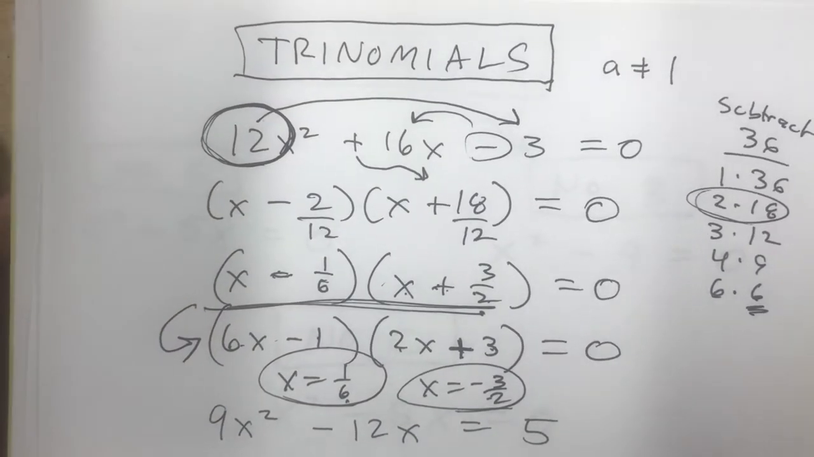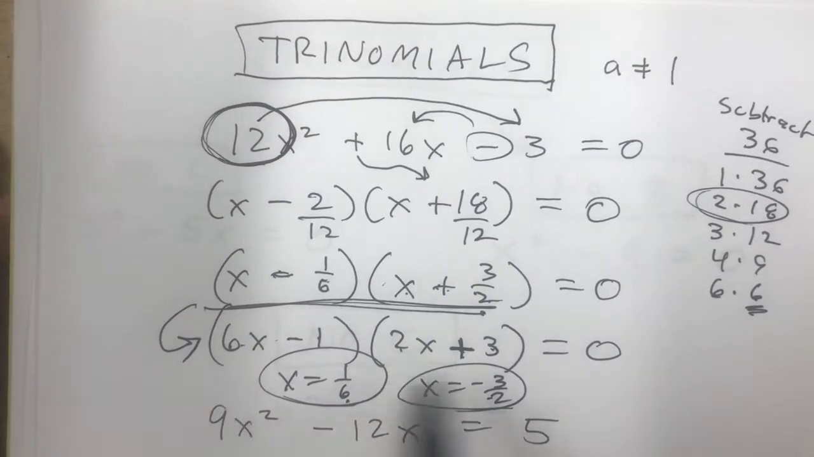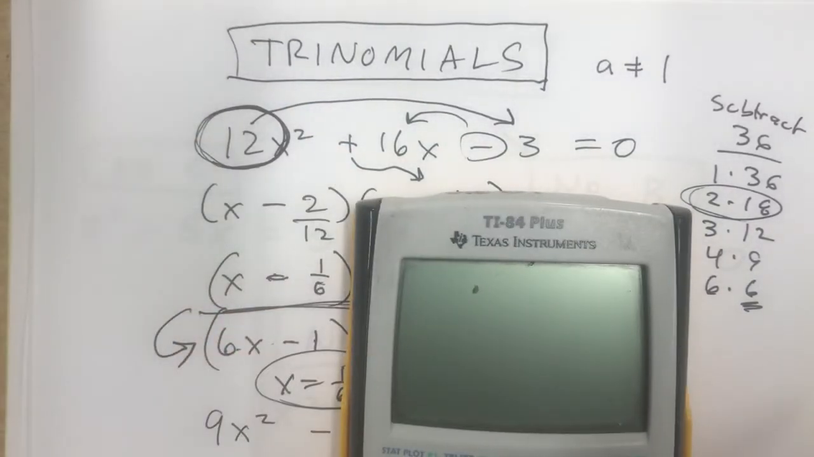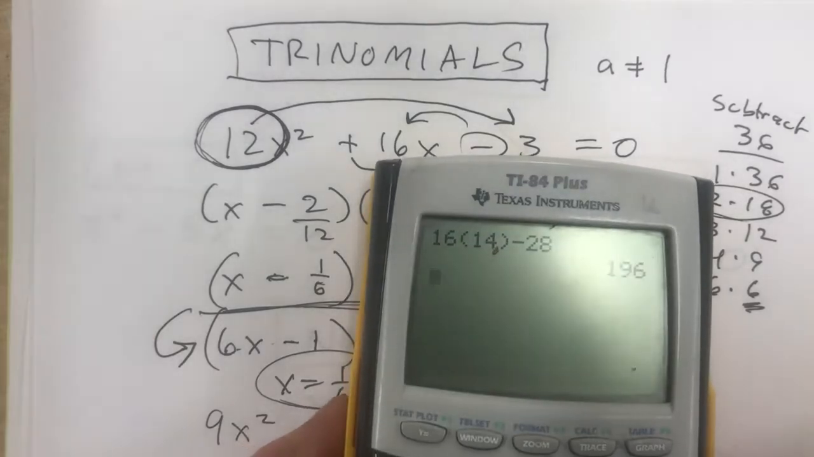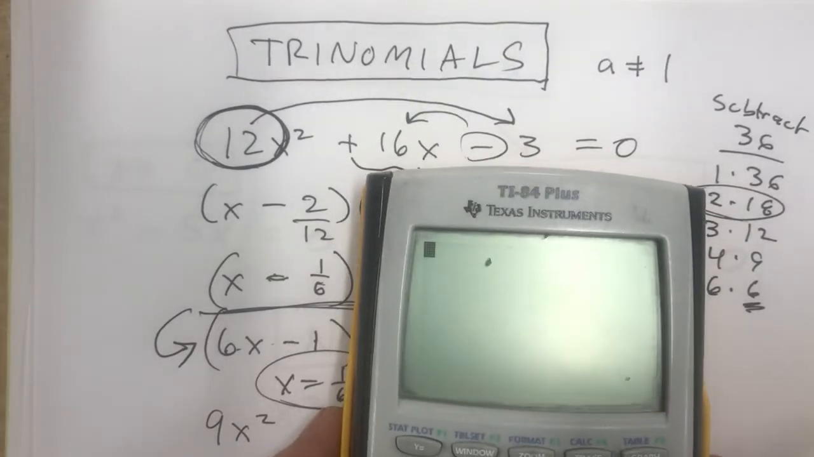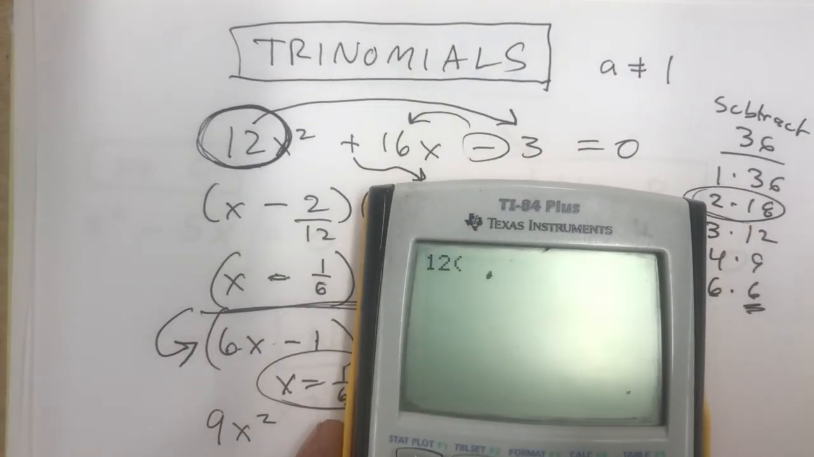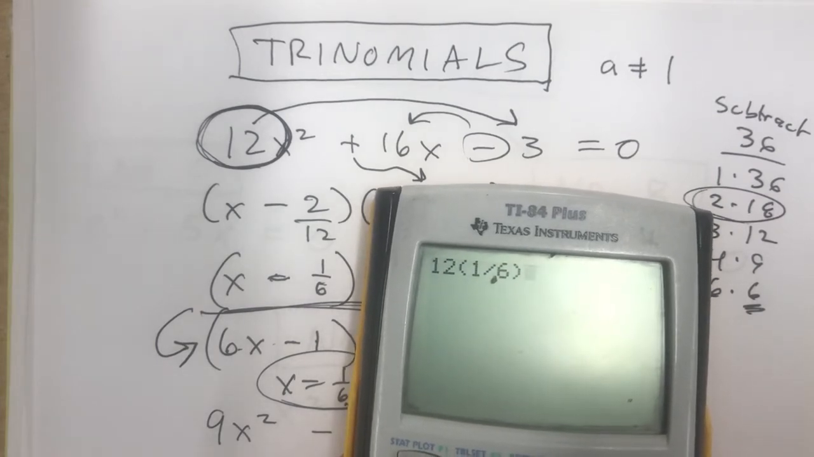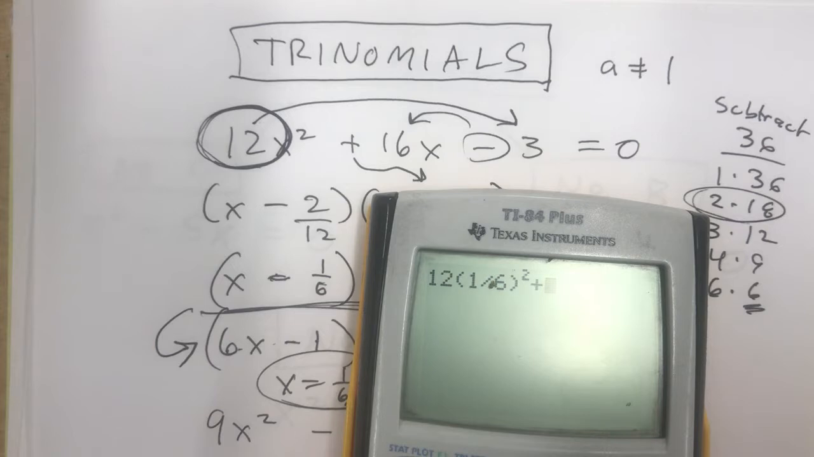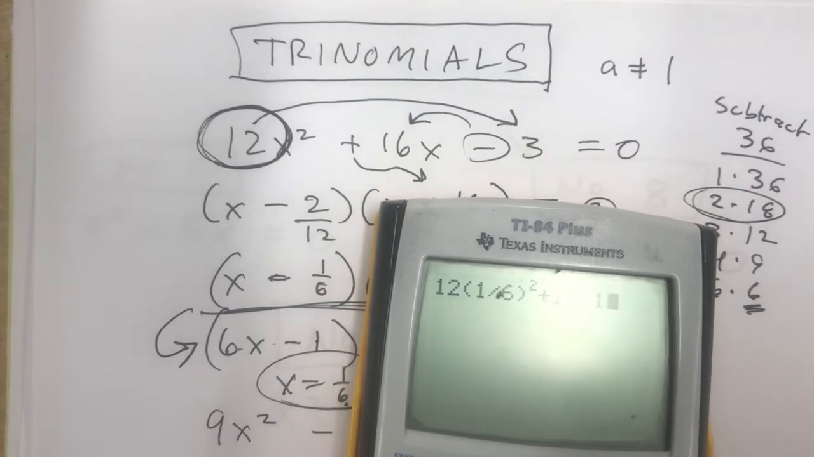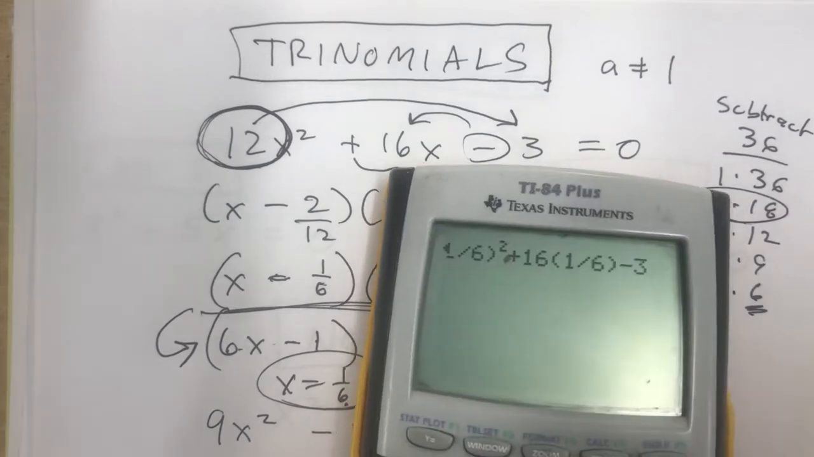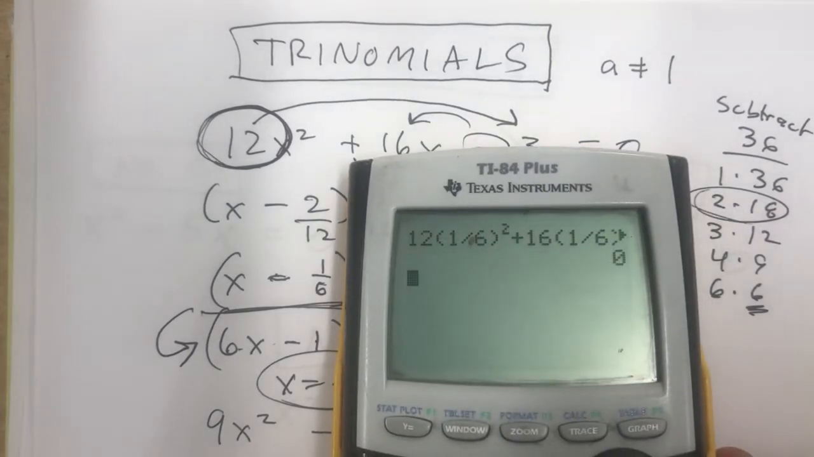Okay, now I'm running into this problem down here, but let's check them. So if I put 1/6 in, I'm going to check it here. All right, clear off my screen. So I've got 12, in parentheses, 1 divided by 6, in parentheses, squared, plus 16, and in parentheses, 1 divided by 6, which is 1/6, and minus 3, and it should equal 0. Does it? Yes, it does.